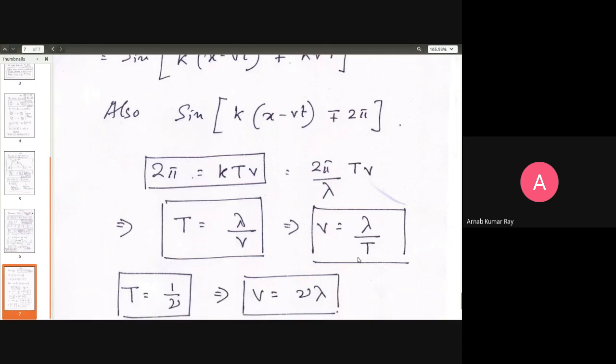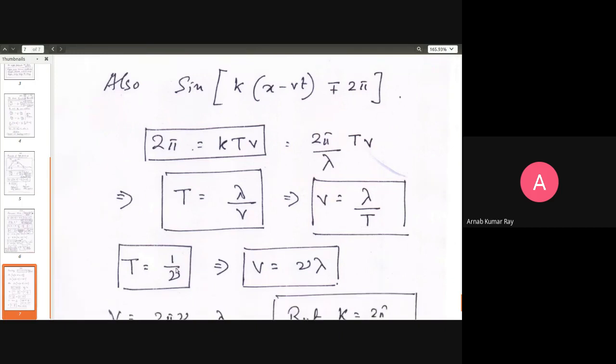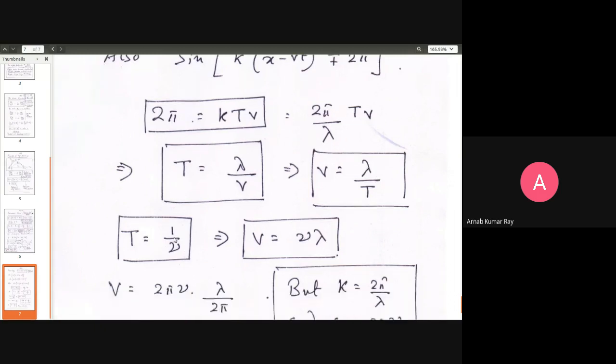And V, therefore, is equal to 1 wavelength by 1 time period. And that is how it should be. 1 full wavelength, how much time is taken to travel 1 full wavelength for the wave is the time period. So that is the velocity. But then T also can be established from another point of view, namely the frequency. T is 1 upon the frequency of the cycle. So V can be written as lambda into 1 by T, and substituting 1 by T with nu, we will get V is equal to nu into lambda.